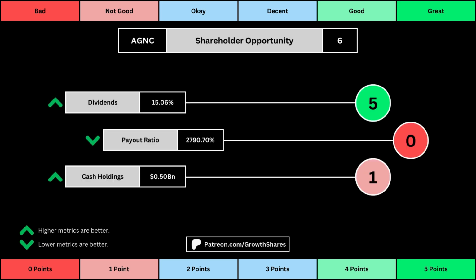The next set of metrics looks at the investment opportunity afforded to shareholders. Here we get the dividend yield, its payout ratio, which is how much of the company's earnings are going out to pay shareholders, and the cash and cash equivalent the company has in order to pay dividends, reinvest, and offset the debts it has on its books. Again, you can see the values for each metric as well as the points given for each.